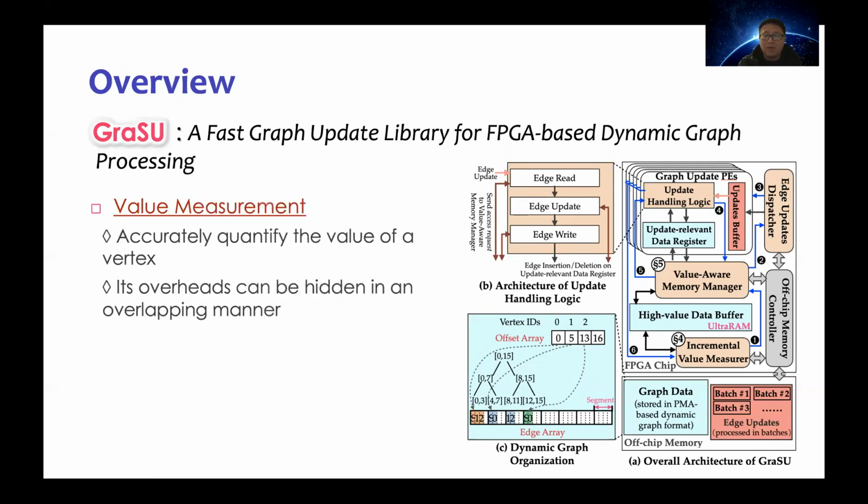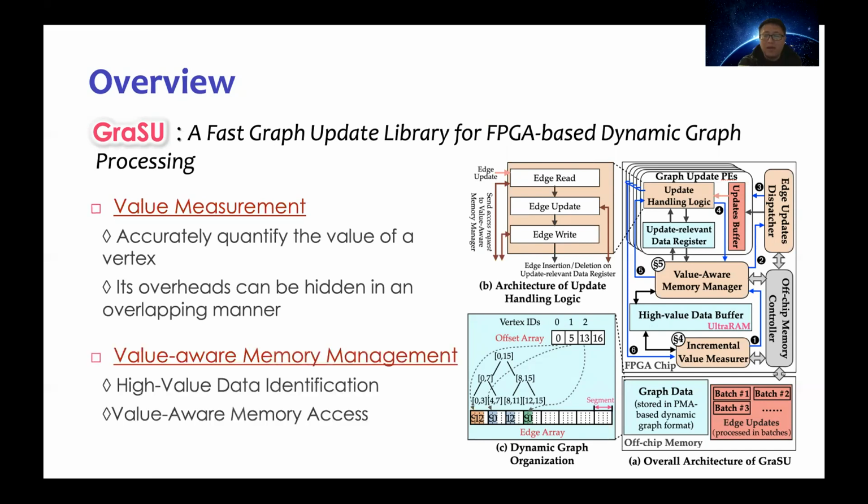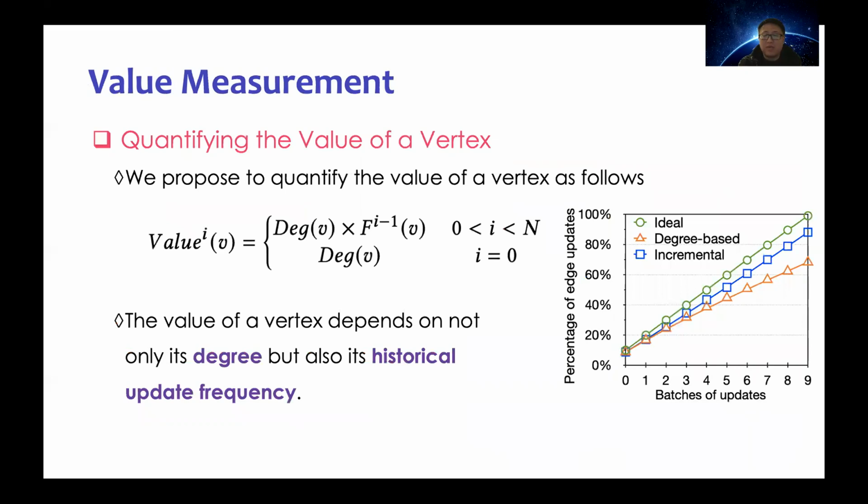Our first contribution is a value measurement, which enables accurate estimation of the value of a vertex. Another is a value-aware memory management, which retains high-value data on-chip so that most off-chip data communications arising in graph updates can be transformed into fast on-chip memory access. The first thing is to locate this frequently accessed data.